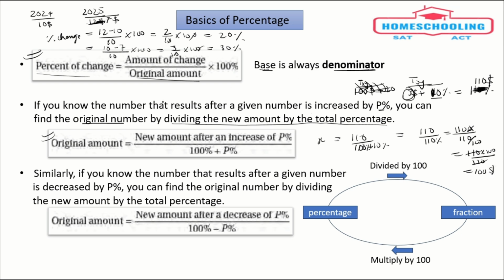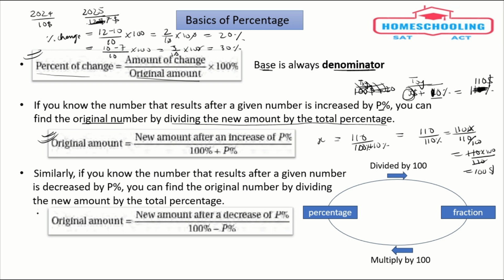So if you know the number that results after a given number is increased by p%, that is, if you know the final value after the addition of tax of p%, you can find the original value, that was X, by dividing the new amount by the total percentage. So if something is added, then you will use this formula.